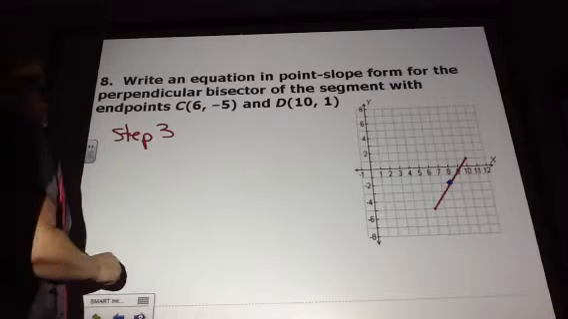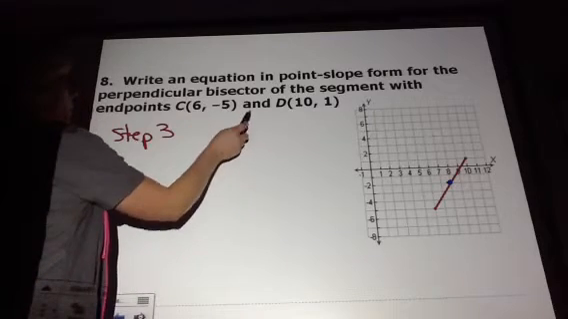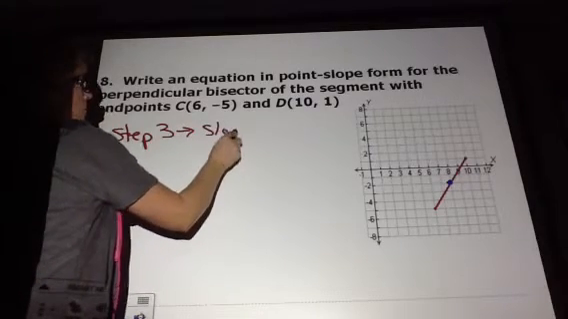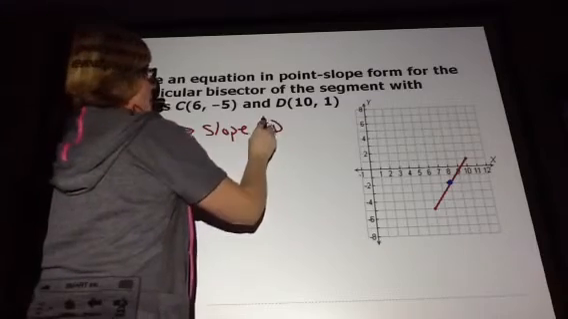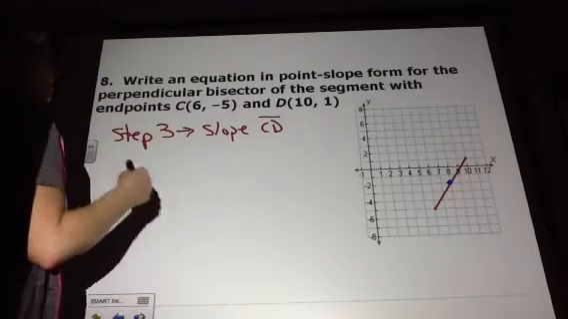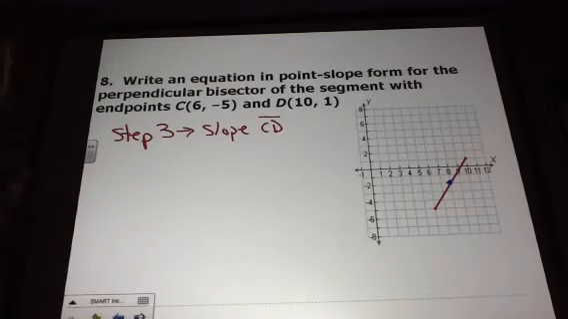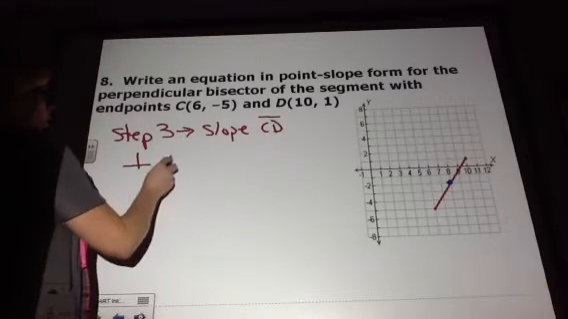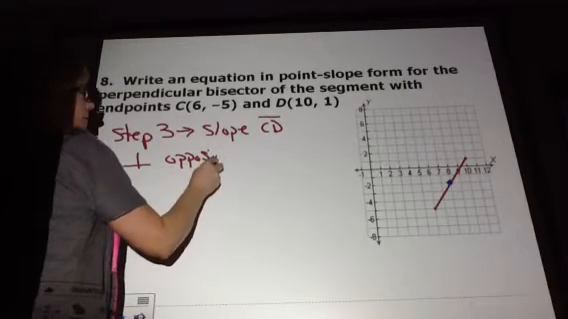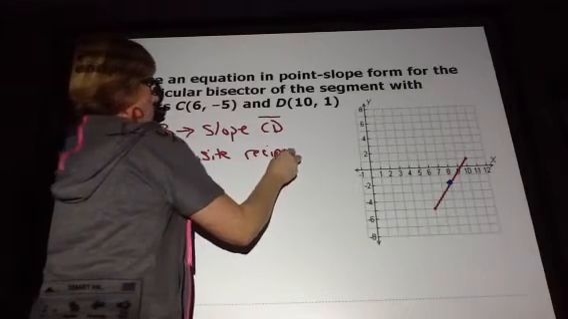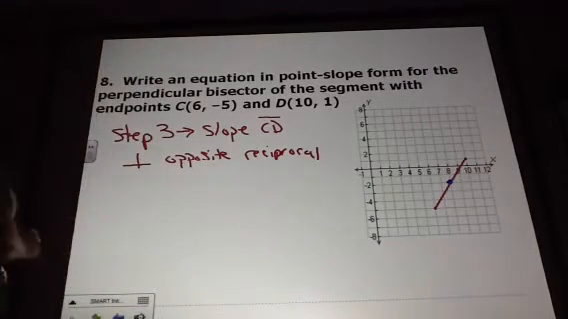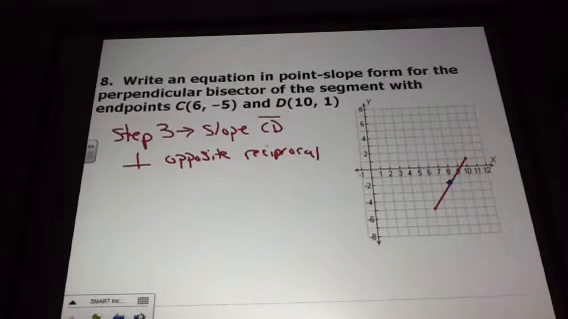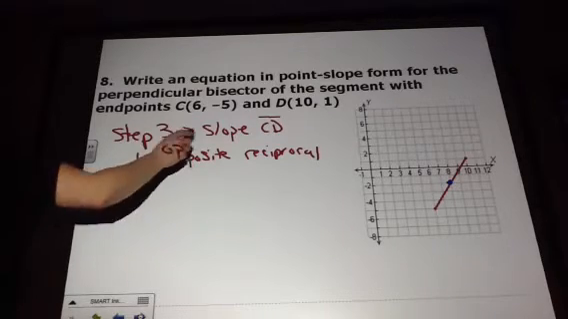Okay, perpendicular bisector. If we knew the slope of CD, then we could find the slope of the line that is perpendicular to that, right? Because the slope of the perpendicular line would be its opposite reciprocal. Okay, so slope of CD.